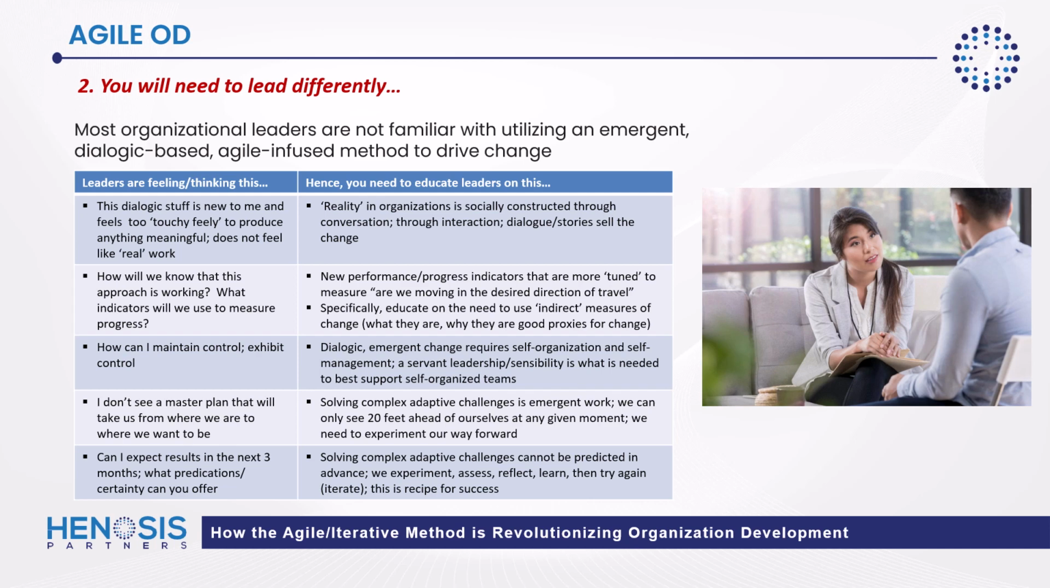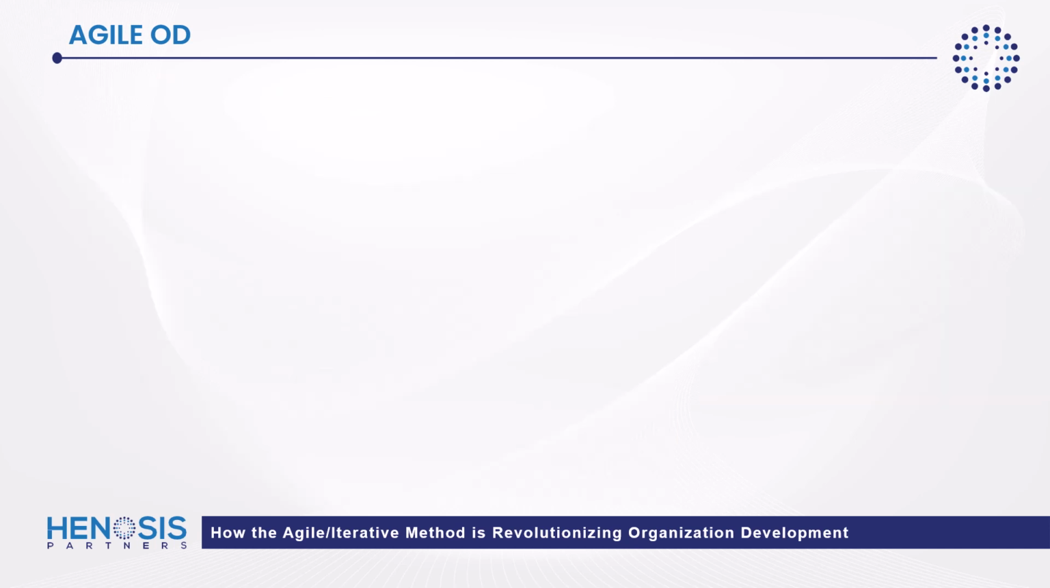And finally, another habitual way that leaders feel and think towards such things is, can I expect results in the next 3 months? What predictions or certainty can you offer? And to this, you'll need to educate leaders that solving complex adaptive challenges cannot be predicted in advance. We experiment, assess, reflect, learn, and then we try again. That is, we iterate. This is the recipe for success.